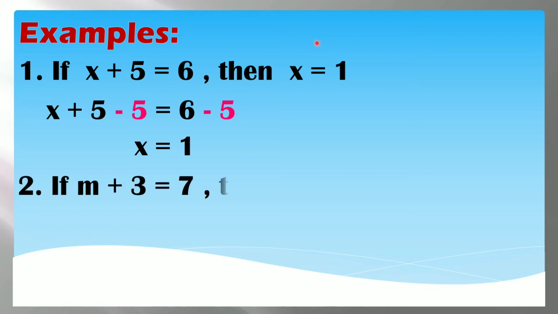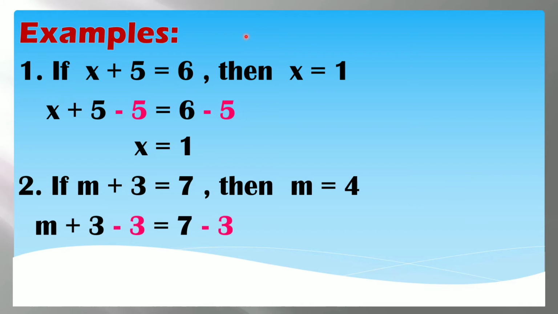Number 2, if m plus 3 equals 7, then m equals 4. Paano naging m equals 4? Nag-minus tayo ng 3, both sides. So, m plus 3 minus 3 equals 7 minus 3. Therefore, m equals 4. Kasi magiging 0 na to, so m na lang matitira. Then, 7 minus 3 is equals to 4. Yun po yung subtraction property of equality. Kung ano yung minus mo sa kabila, dapat ganun din ang ima-minus mo sa kabila.